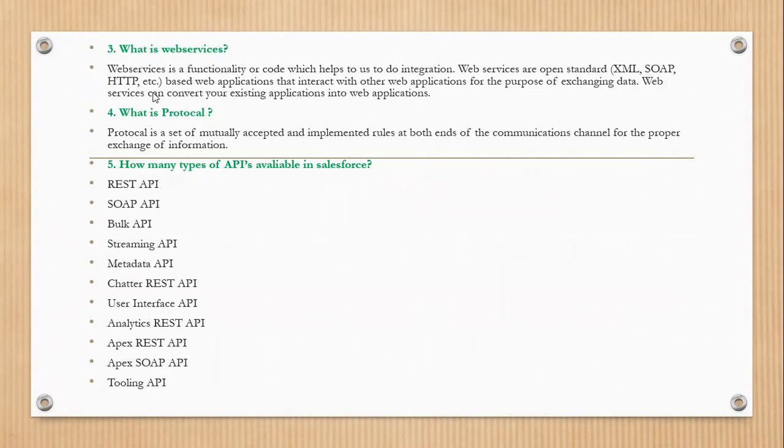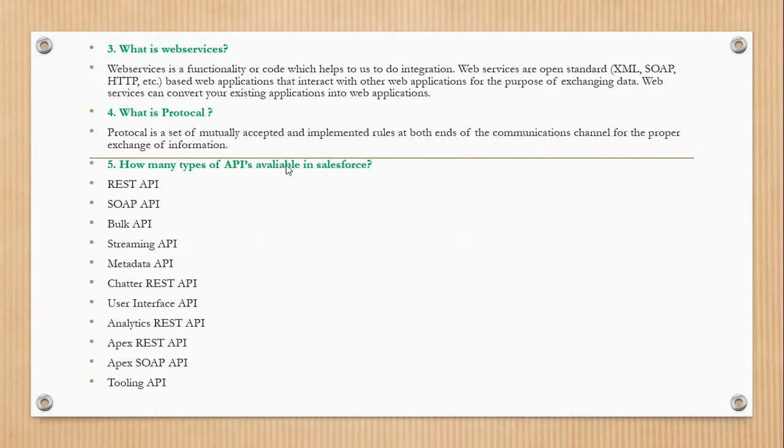What is a web service? A web service is functionality or code which helps us to do integrations. Web services are open standard XML, SOAP, HTTP based web applications that integrate with other web applications for the purpose of exchanging data. Web services can convert your existing application into a web application. Next question. What is a protocol? A protocol is a set of mutually accepted and implemented rules at both ends of the communication channel for the proper exchange of information. Next question.